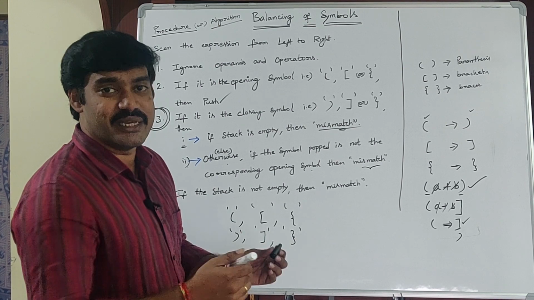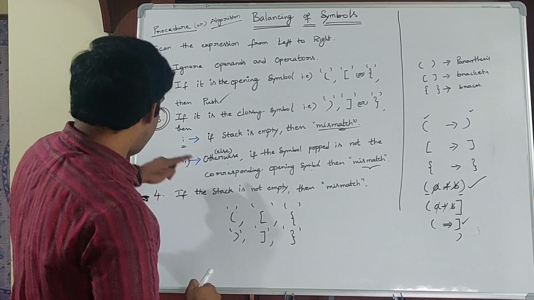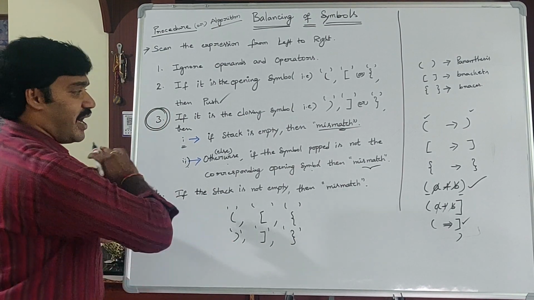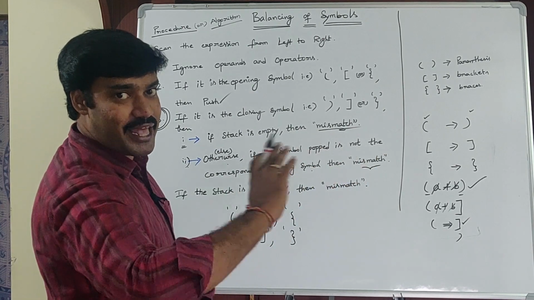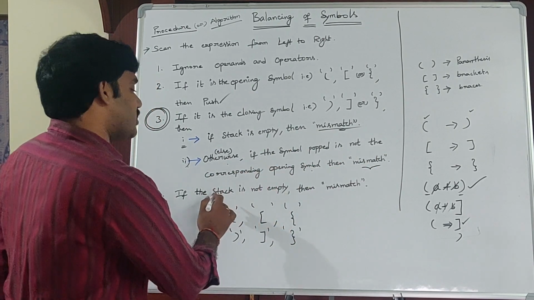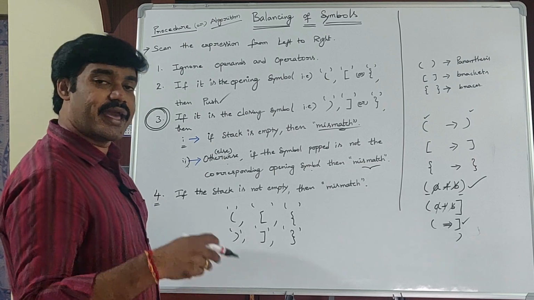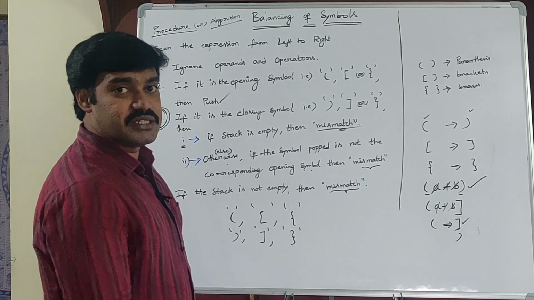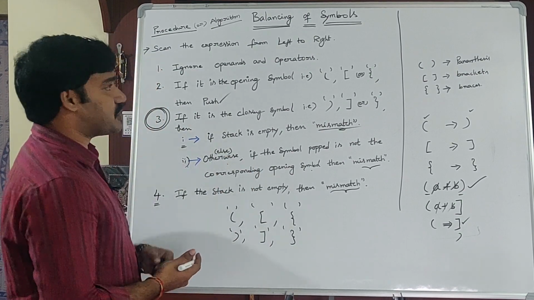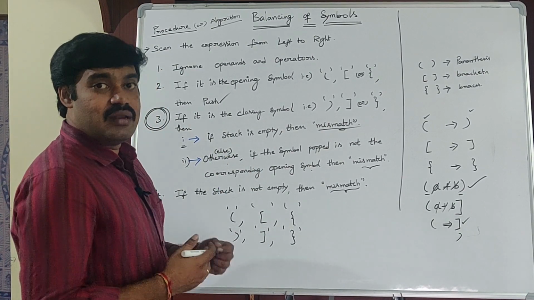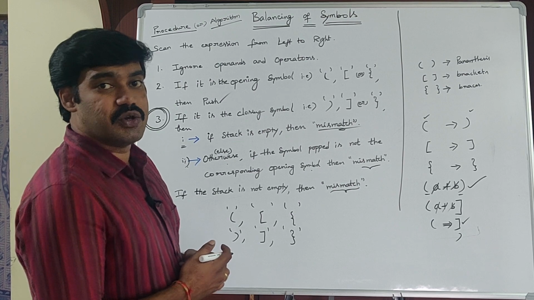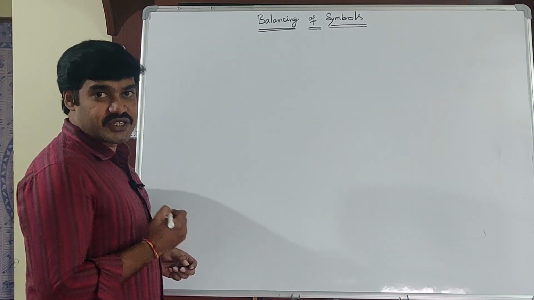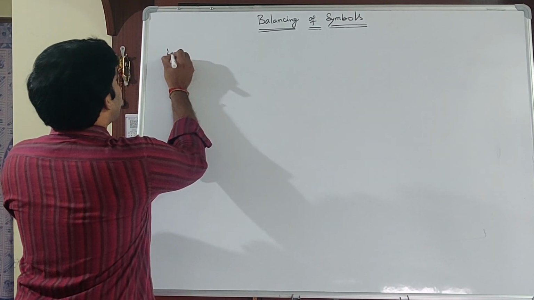Unbalanced, that means mismatch. Next, coming to the fourth point, after the end of your expression, when an expression ended, if your stack is not empty, then again the symbols are unbalanced, that is mismatch. These are the four important steps while checking for balancing of symbols in your program. Take the first example, example 1.